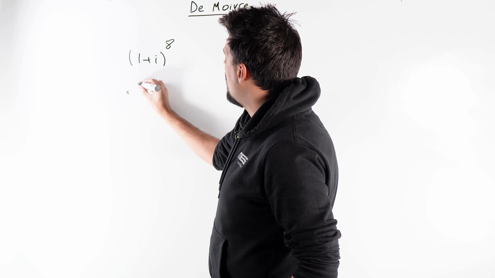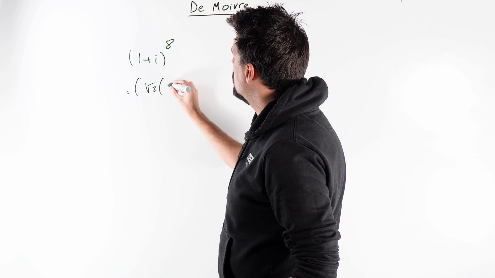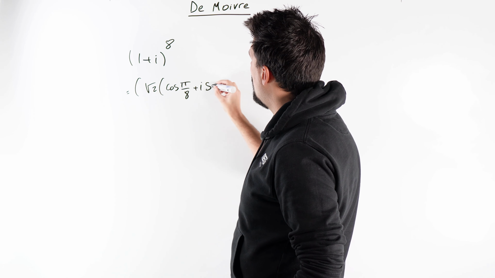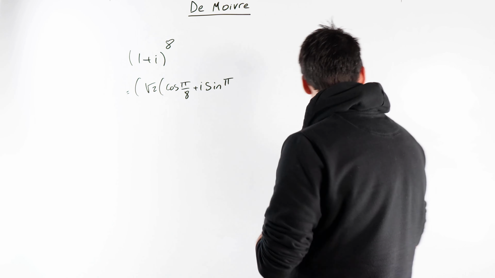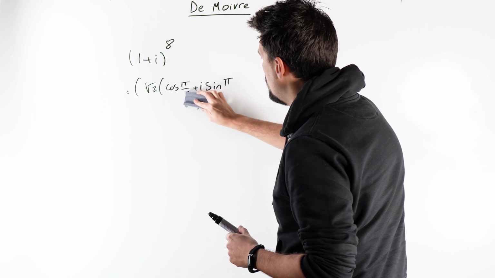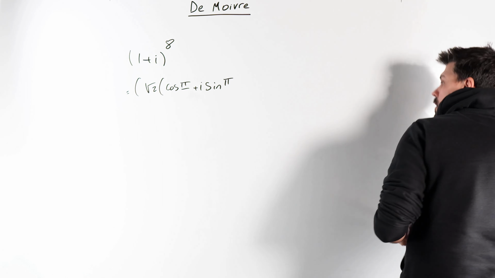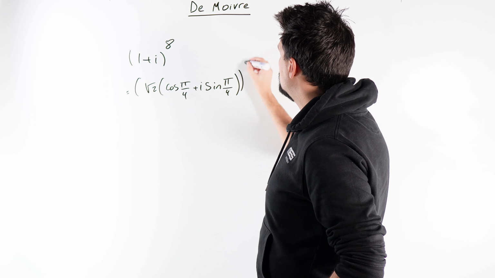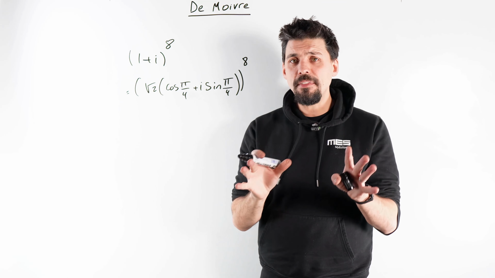We can write that as √2 (cos π/4 + i sin π/4), all of that to the power of 8. And this is where de Moivre comes in.